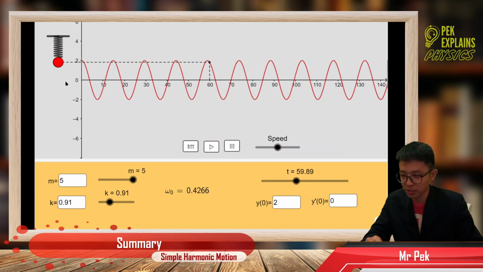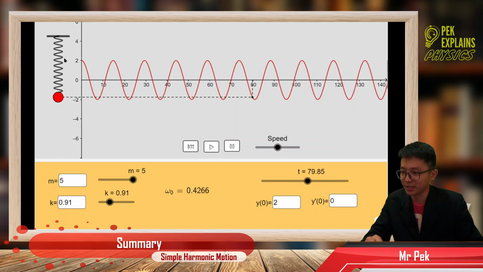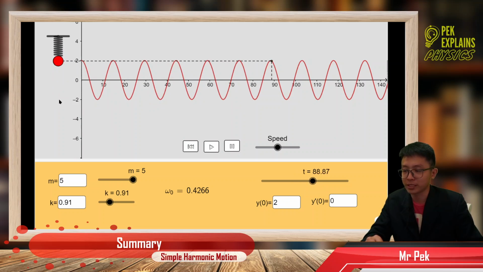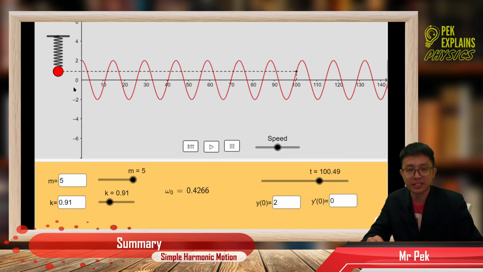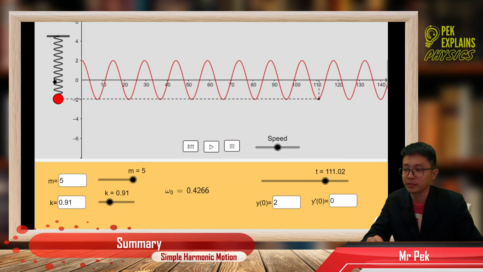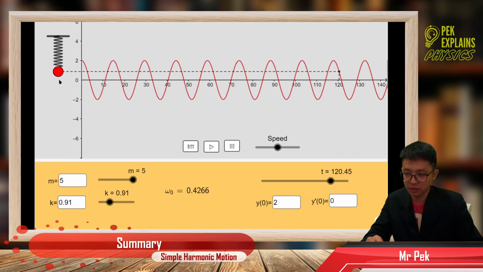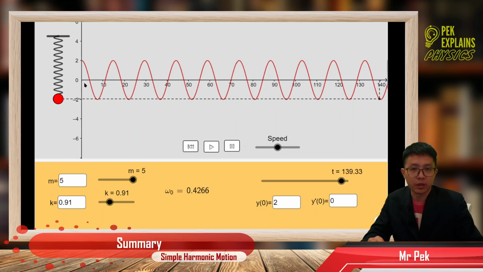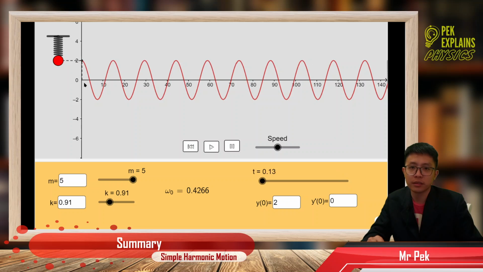But elastic potential energy is maximum at the amplitude because of maximum compression and maximum extension. But the elastic potential energy of the spring is 0 at the equilibrium, because at the equilibrium there is no extension and no compression.